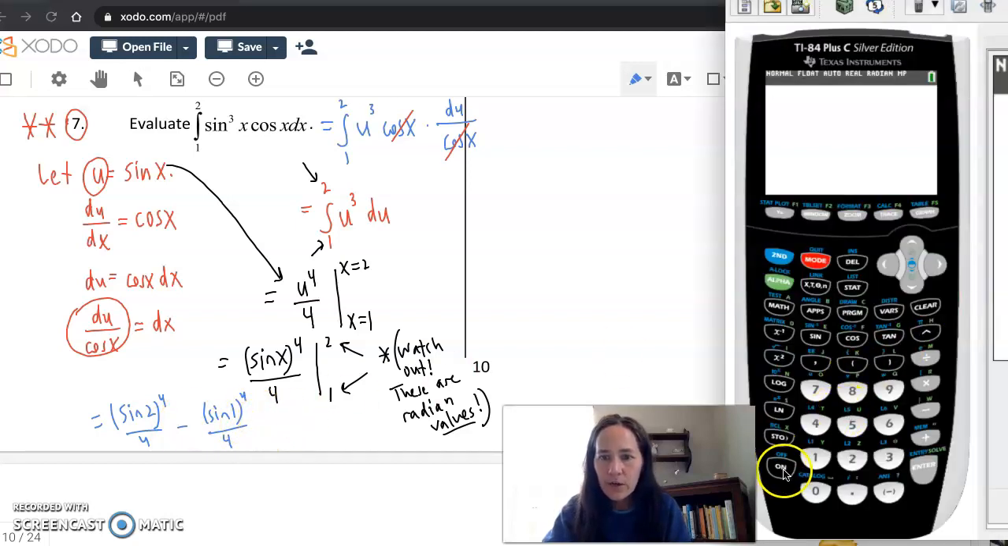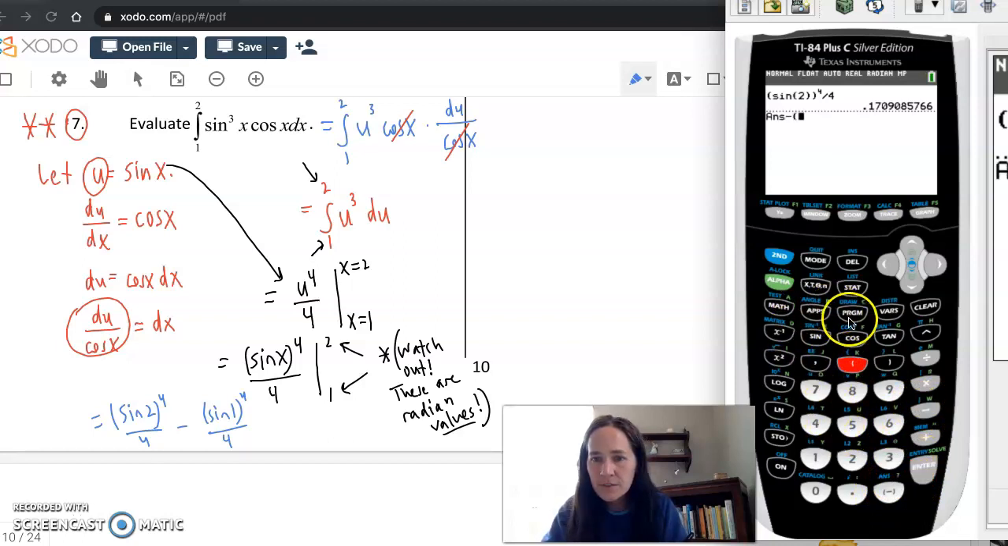So let's show that here. We've got, now that we're in radian mode, sine of 2 and raised to the fourth. And maybe I'll put that whole thing in parentheses. So on second thought, parentheses, sine of 2, close the parentheses twice, raised to the fourth. And we want that whole thing divided by 4. And now I'm going to subtract, so minus sine of 1 to the fourth. So parentheses, sine of 1 radian, close it twice, to the fourth, divided by 4.